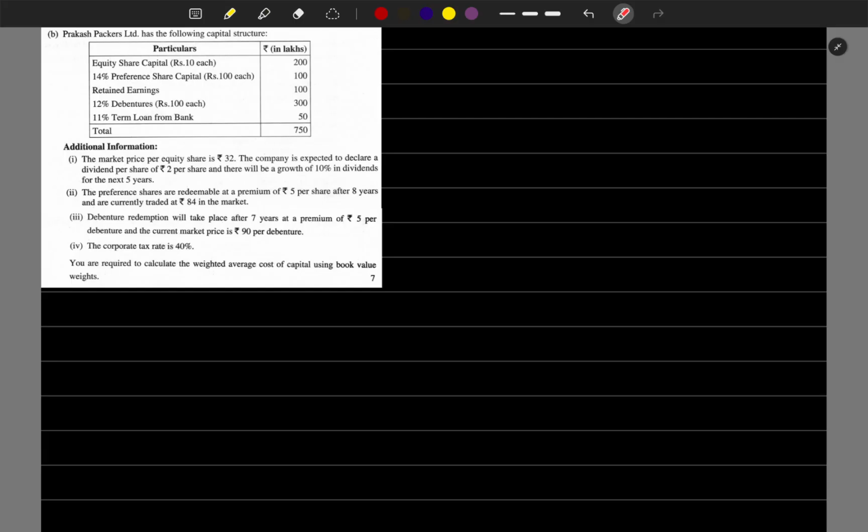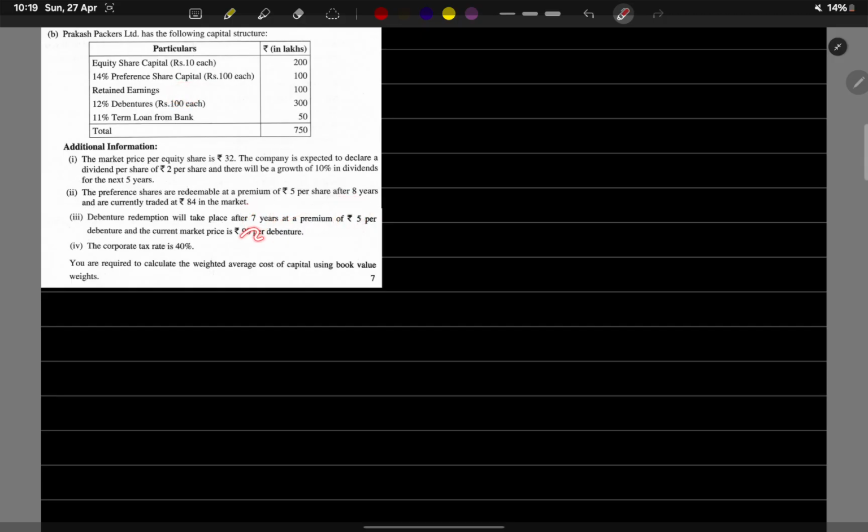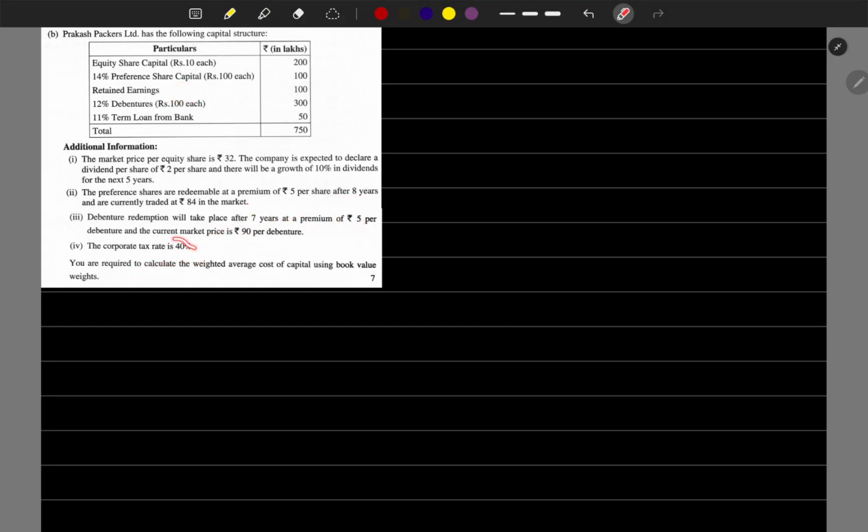The next thing is that preference shares are redeemable at a premium, so we can use the formula method. They are redeeming at rupees 5 premium, which is 105, after 8 years, and the current net proceeds are 84 in the market. Debenture redemption will take place after 7 years at a premium of 5, also 105. The current market price is 90, the net proceeds. Tax rate is 40%. So we will quickly solve the problem.